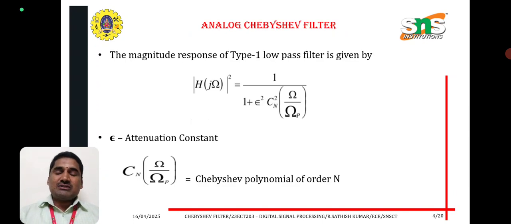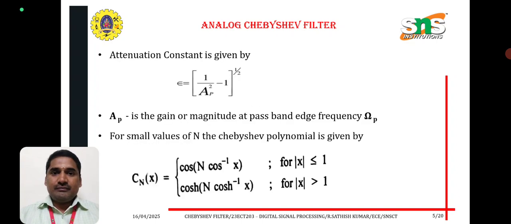The magnitude response of the type 1 low pass filter is given by |H(jΩ)|² = 1 divided by 1 plus ε² Cn²(Ω/Ωp). Here ε is the attenuation constant, and Cn(Ω/Ωp) represents the Chebyshev polynomial of order n. The attenuation constant is given by ε = 1 divided by (Ap² minus 1) to the power 1/2, where Ap is the gain or magnitude in the passband edge frequency at Ωp.